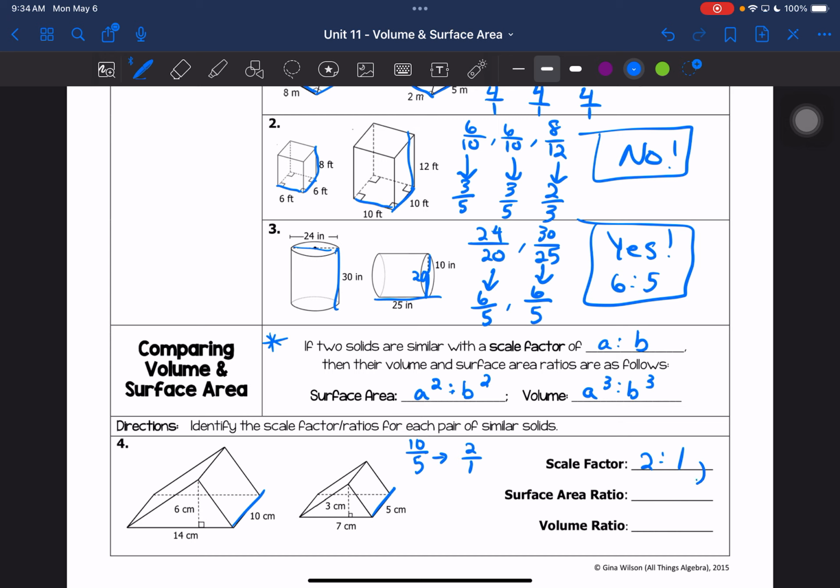So we can find the surface area ratio by remembering A squared to B squared. So I'm just going to do 2 squared, which is 4, and then 1 squared, which is just 1. We could also find the volume ratio kind of similarly, except now we're going to do A cubed and B cubed. So 2 cubed, or in other words, 2 times 2 times 2 would be 8, and then 1 cubed would just be 1, so 8 to 1.